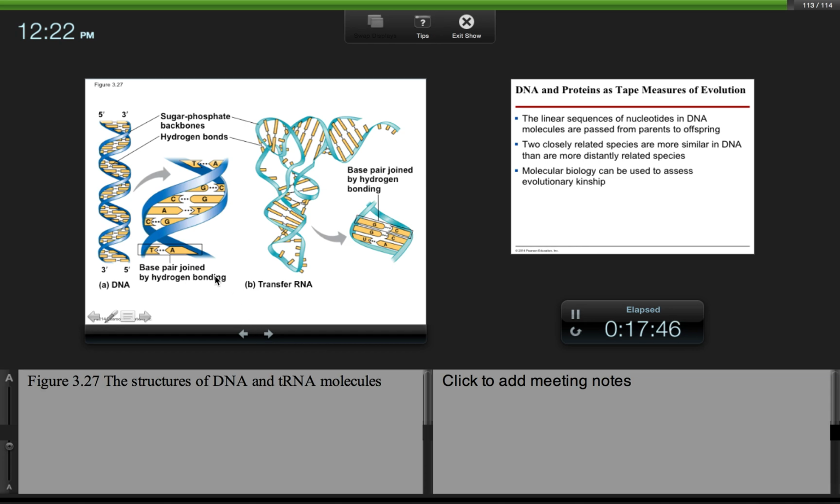So here is the structure of your double helix of DNA. Notice that it is anti-parallel. On this side, you have the 5'. On this side, you have the 3'. Down here at the bottom, it's the opposite. And then this is just showing that in transfer RNA, the nitrogenous bases can pair up with each other within the same molecule.